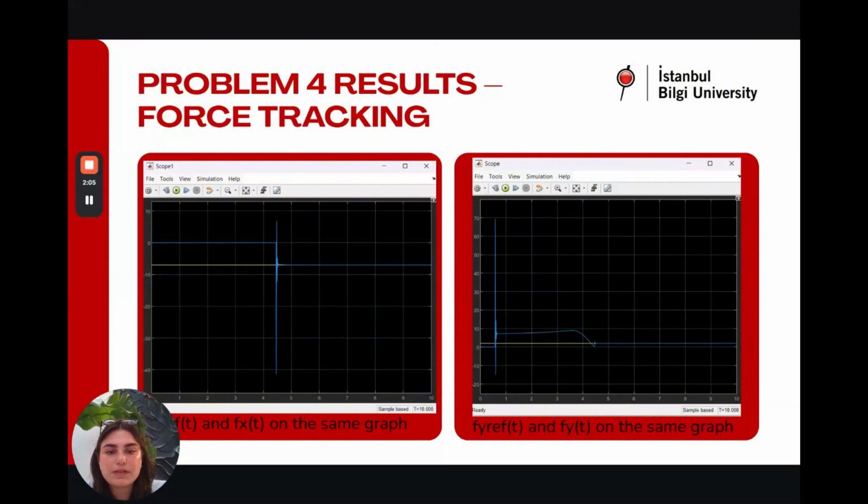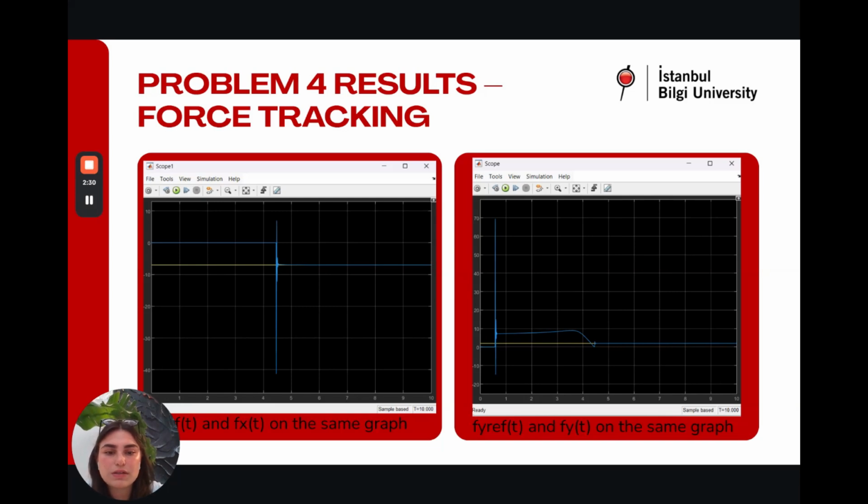Think of it as a mathematical bridge. We use it to convert our desired Cartesian force into the exact motor torque needed at each joint. We also include gravity compensation to ensure the robot holds its position while pushing.